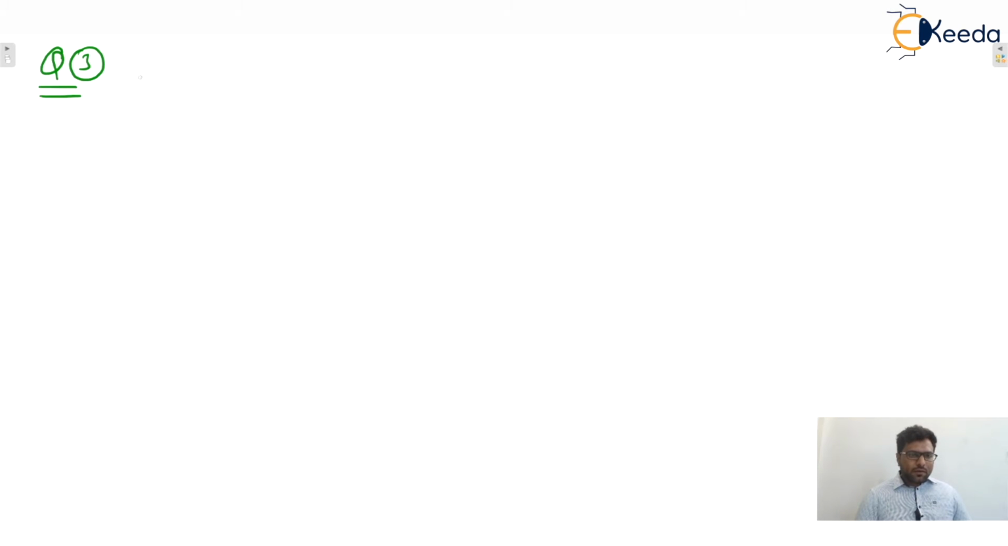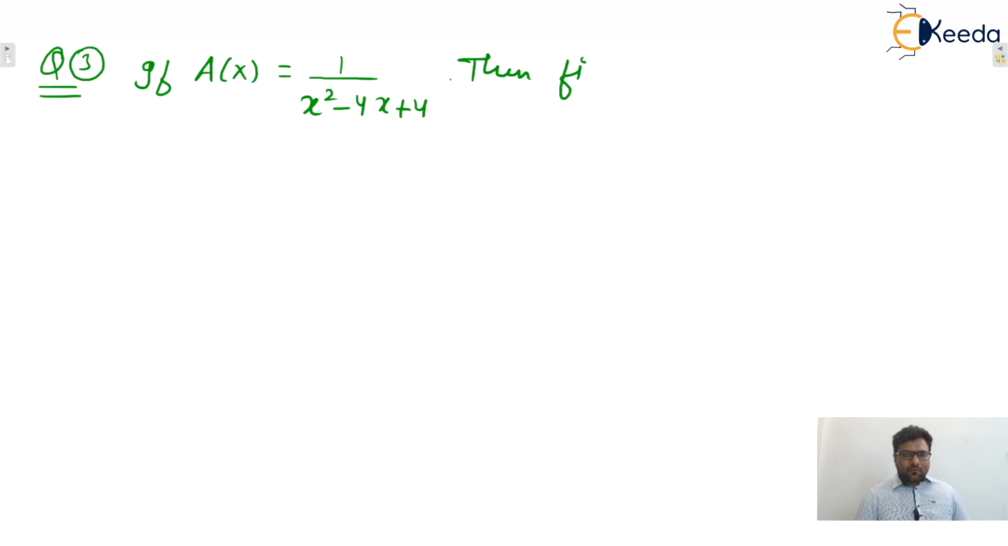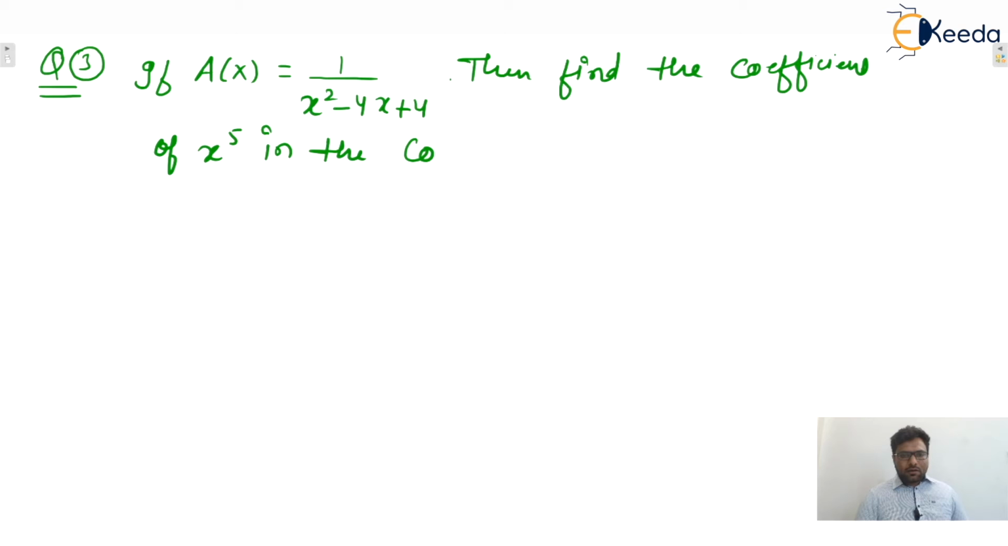Question number 3. If A(x) is given to you, that is 1 upon x power 2 minus 4x plus 4, then find the coefficient of x raised to power 5 in the corresponding sequence. So that is the next question.